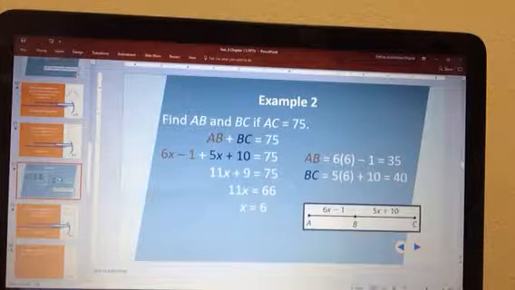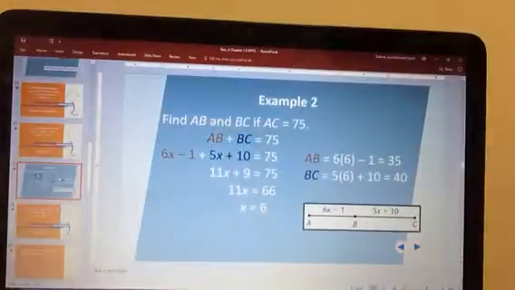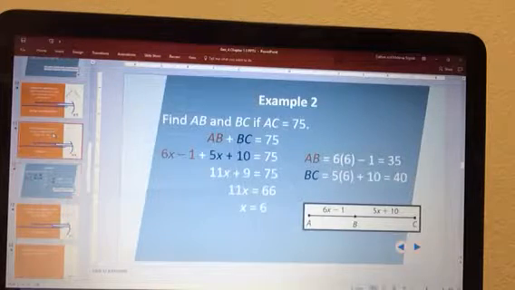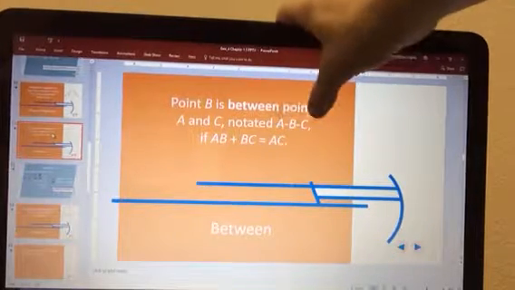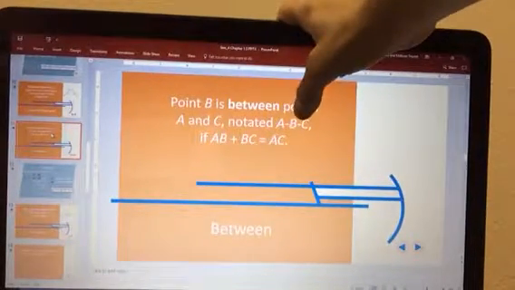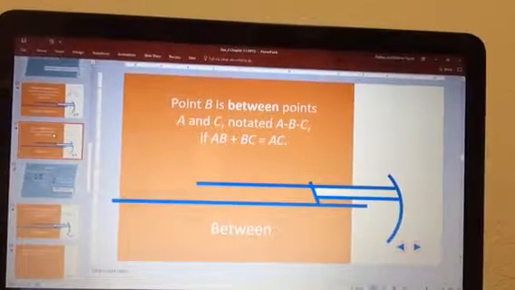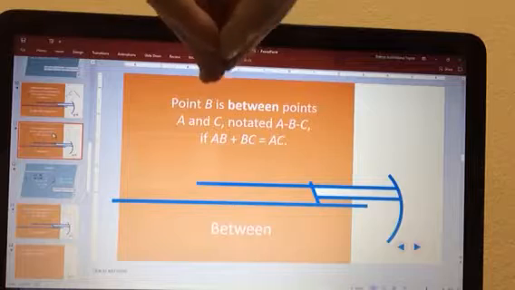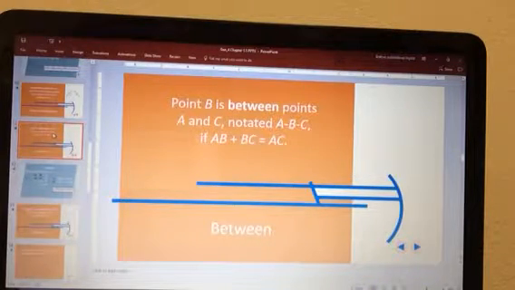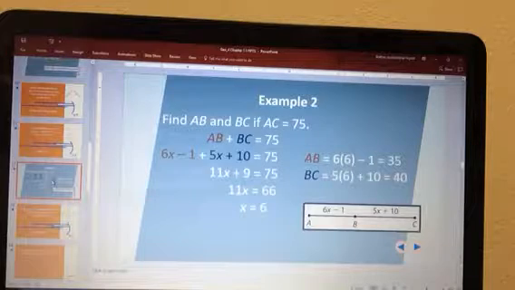Let's look at this. AB, well, this is an example where I skipped a slide. Let me go back. Point B is between points A and C. Remember, we write betweenness of points like this, A dash B dash C, to show that B lies between A and C on a line. Now, if AB plus BC equals AC, then that's true. In other words, if I can take this half of the line and this half of the line and add them together and get the whole line, then yes, the point that I said was in the middle is exactly in the middle. Here's an example of that.